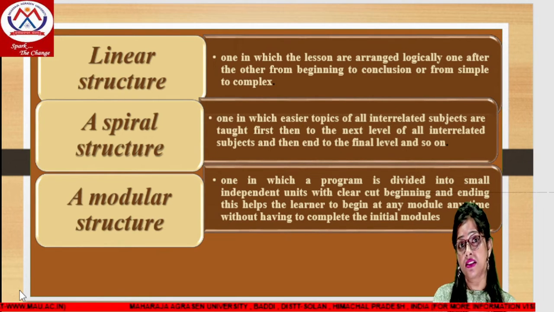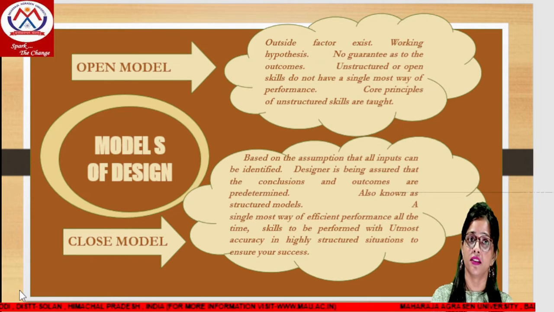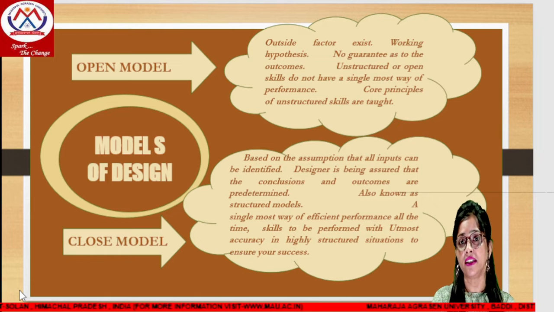And a spiral structure is one in which easier topics of all the interrelated subjects are taught first and then come to the next level, and so on. Next is models of the training design. There are two types of models: open model and closed model.